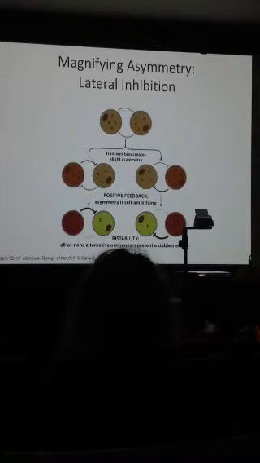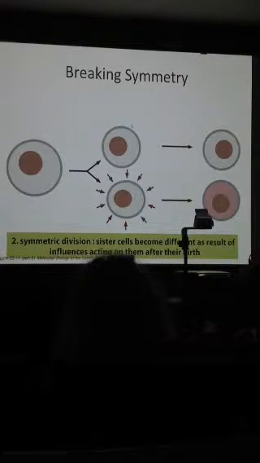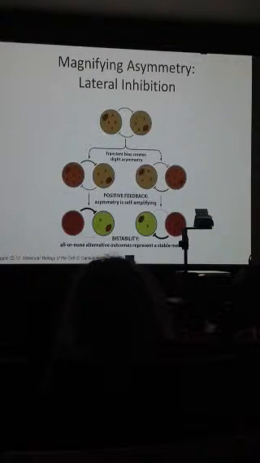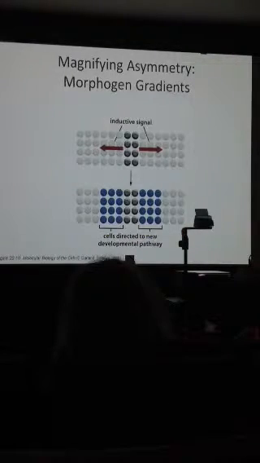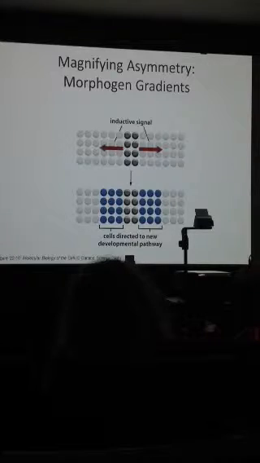Any questions about that? So again, it's this idea that you start off with a very, very slight difference created by breaking asymmetry. That asymmetry gets magnified through lateral inhibition. Any questions about that? So then another way that you can magnify asymmetry is through the use of morphogen gradients.